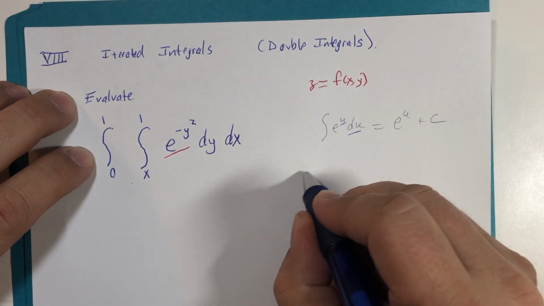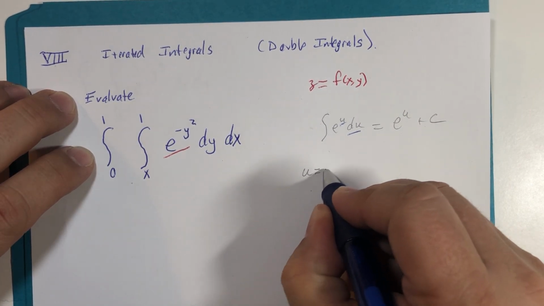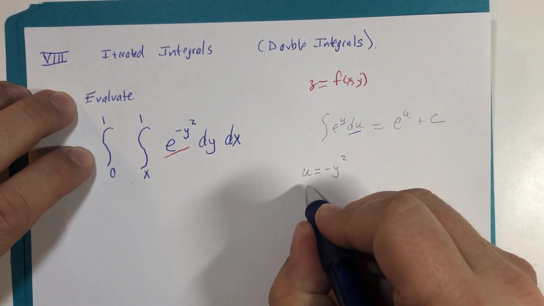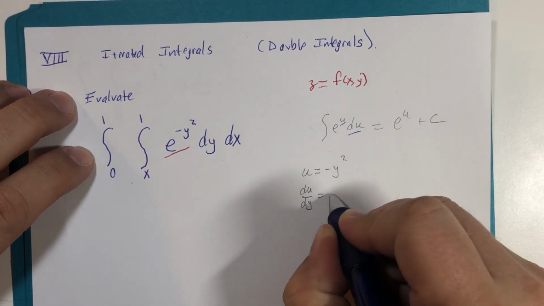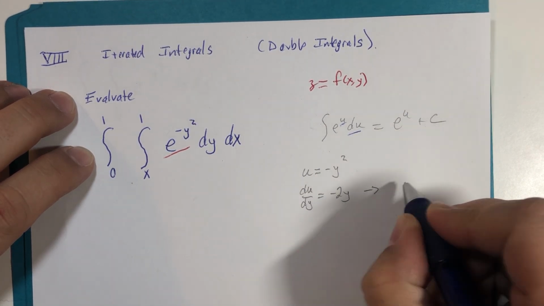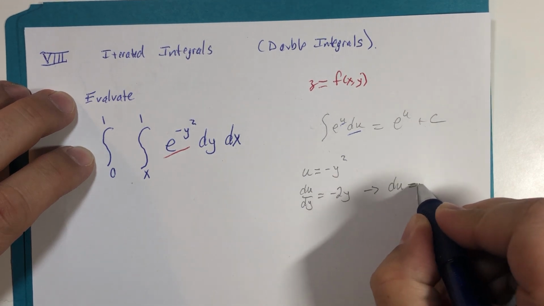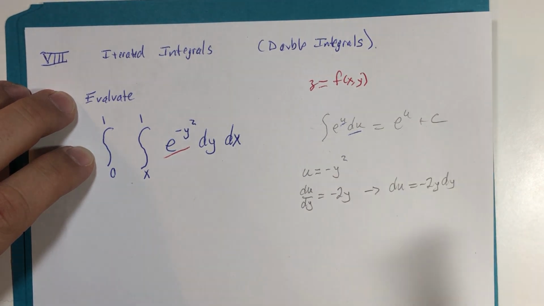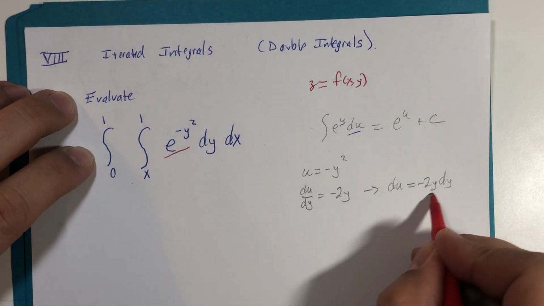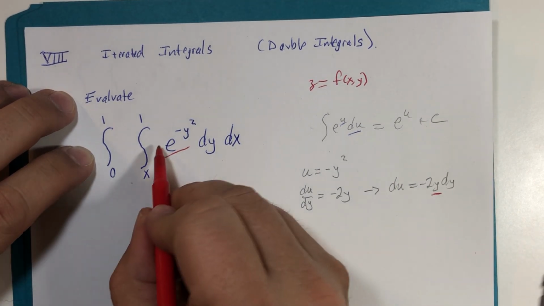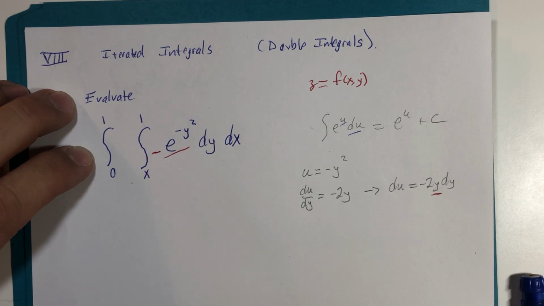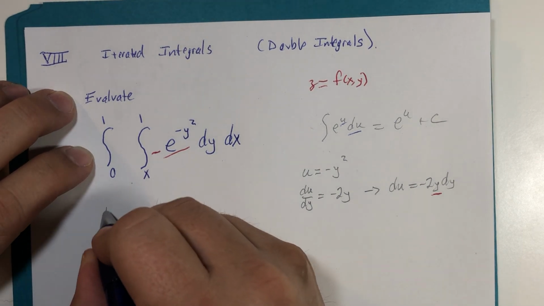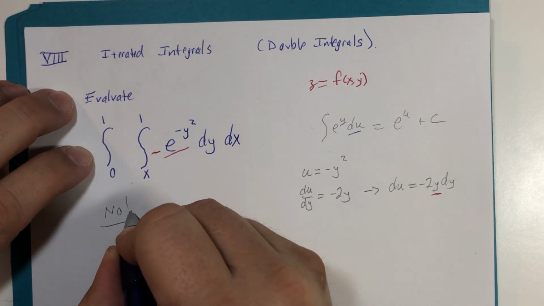In our particular problem, u would be equal to negative y squared. Now, if we took the derivative with respect to y, we'd have negative 2y, and that leads us to our differential: du is negative 2y dy. But this factor of y doesn't exist here. We don't have that at all. So we're not going to be able to integrate this in its current form. I'm just going to put a no here.